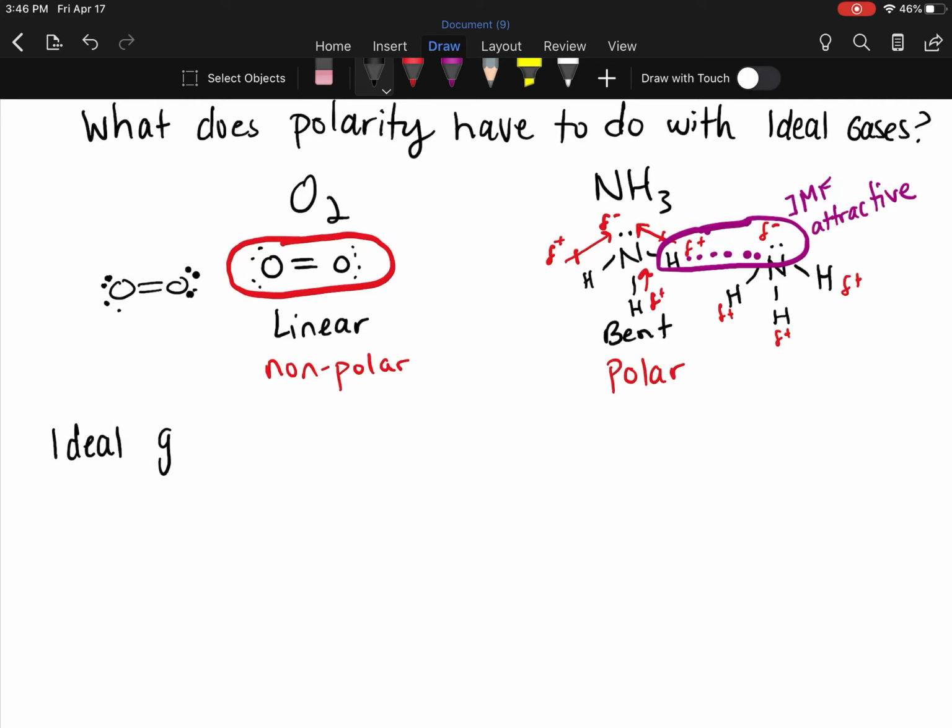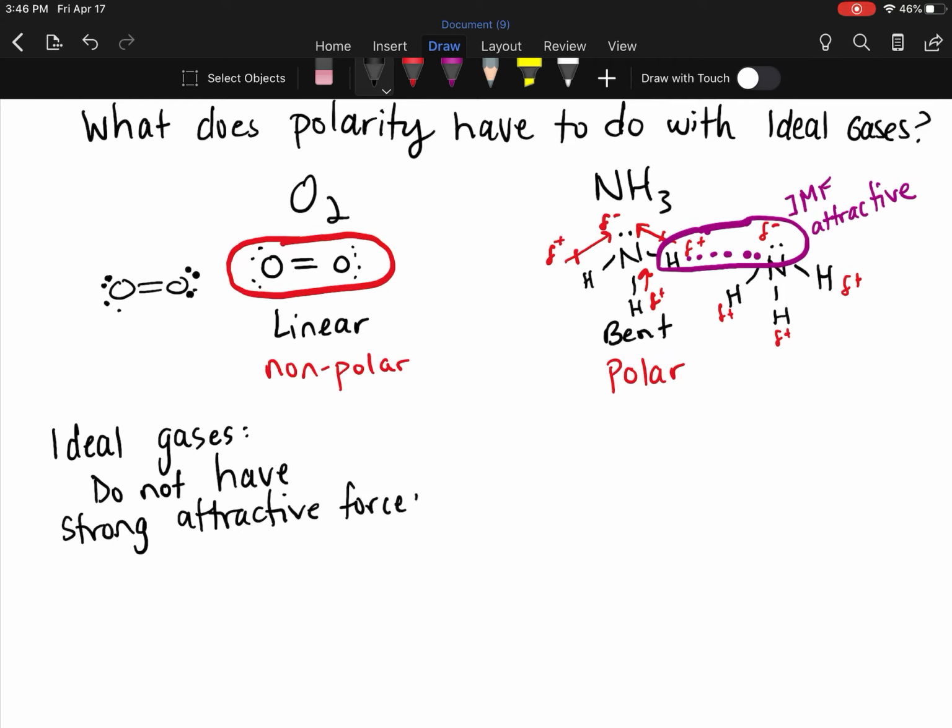Ideal gases, the assumptions state, do not have strong attractive forces. Okay, so look at the assumptions and you'll find that this is true. They don't have strong attractive forces. So if that's true for ideal gases, what type of gas, polar or nonpolar, would most likely behave ideally? Nonpolar gases will behave ideally because they do not have strong attractive forces.